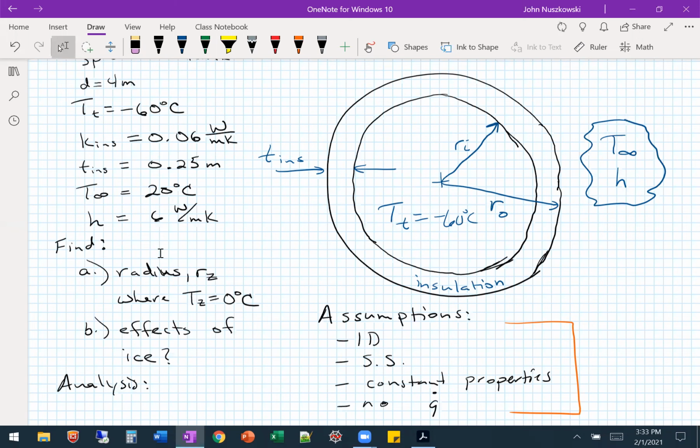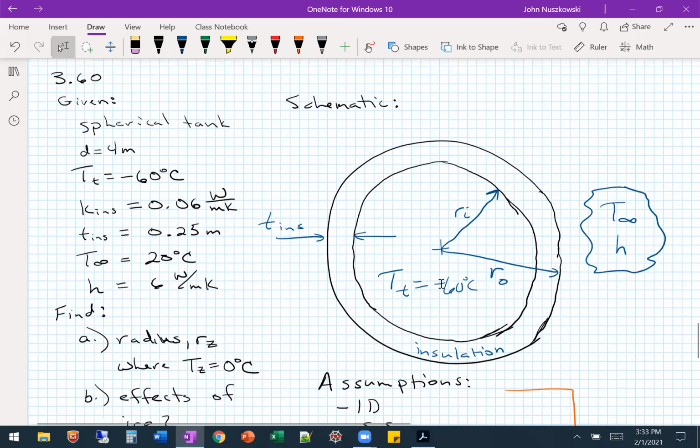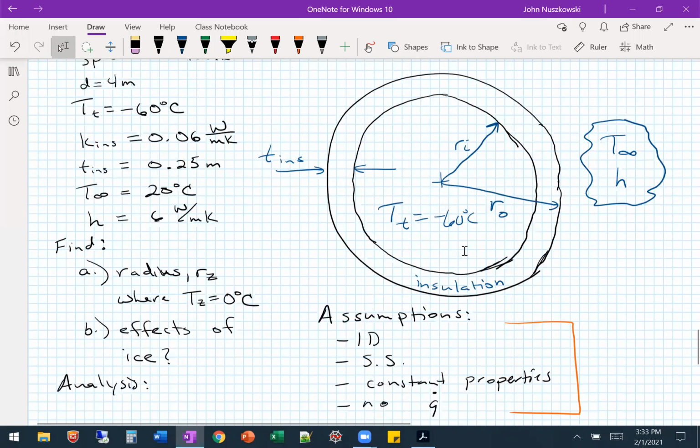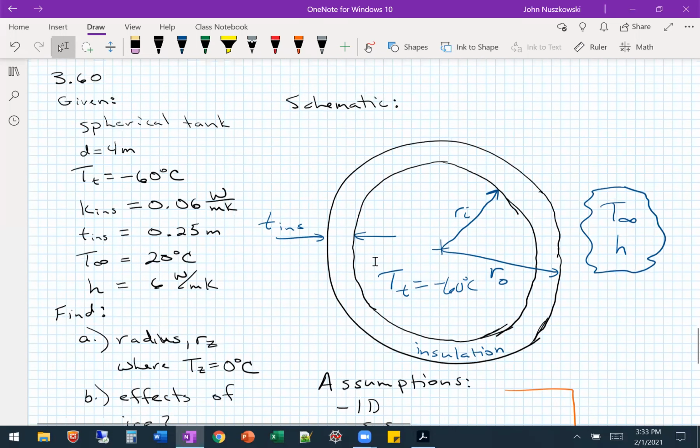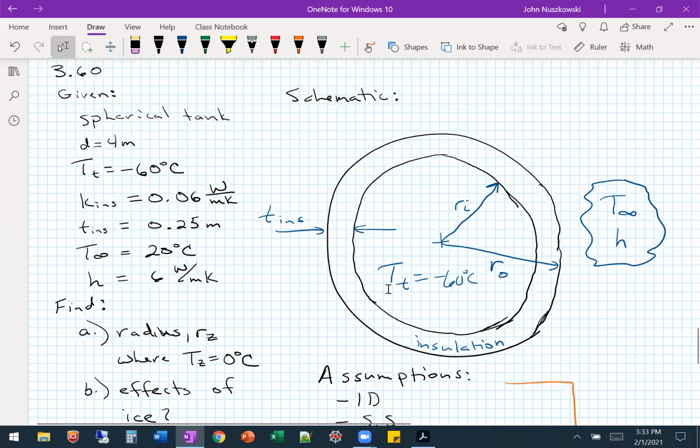Three. Two. So they basically didn't tell us anything about what's going on inside the tank, so we're going to have to assume that the inner surface is at the temperature of the tank. Okay, so that removes one of the resistors. We don't have any convection going on at the inner surface of the wall.